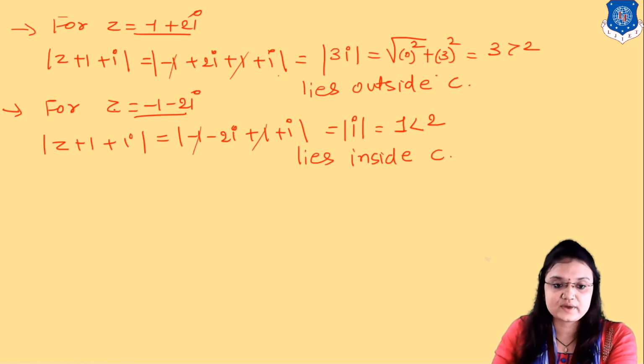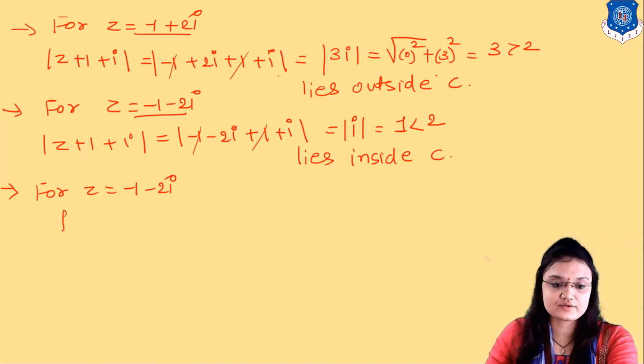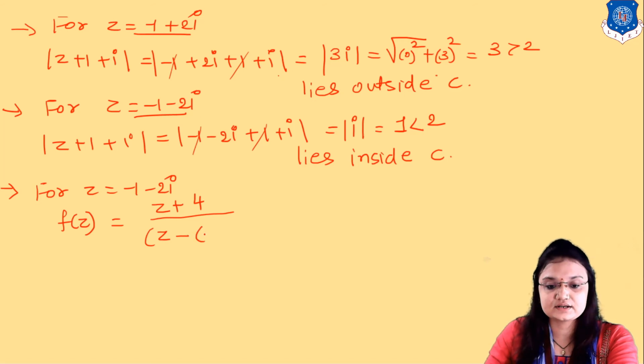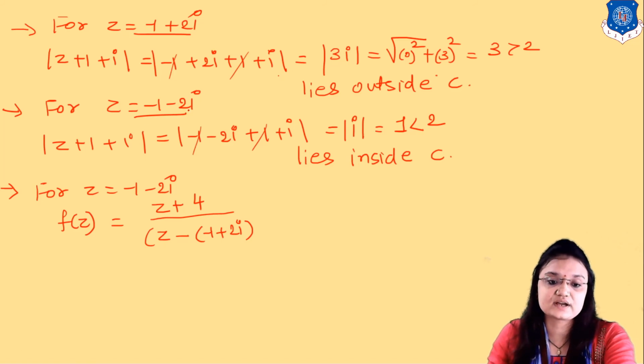Okay, so for this point we have to use Cauchy's integral formula. So for z is equal to −1 minus 2i, our function f of z will become z plus 4 upon z minus 1 plus 2i. Okay, so now for z is equal to −1 minus 2i, we have to use Cauchy's integral formula. So for this our function f of z is z plus 4 upon z minus 1 plus 2i.